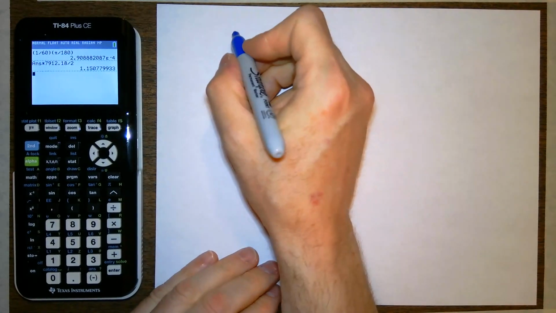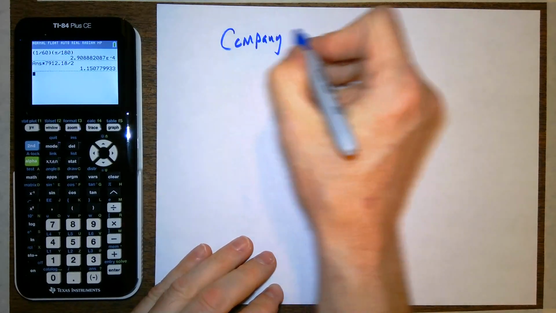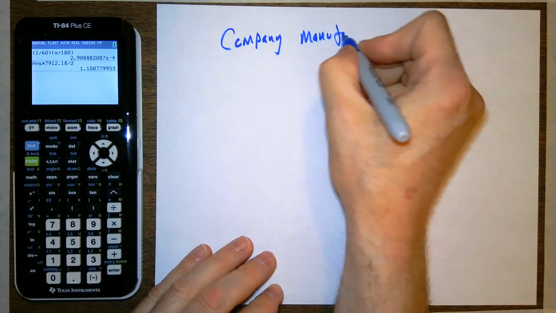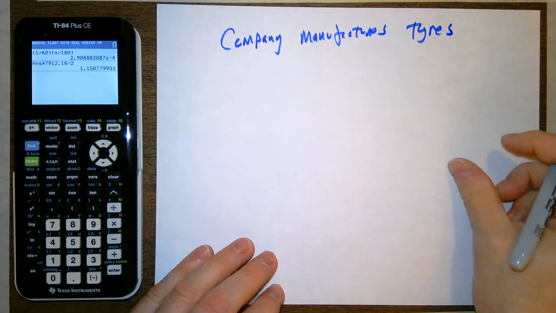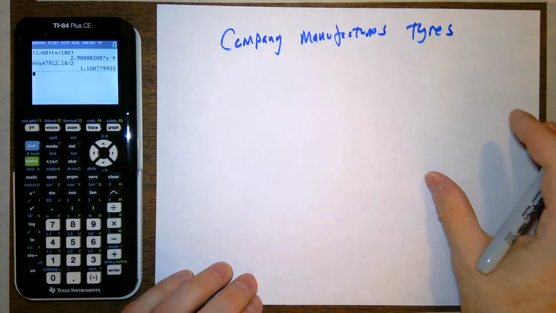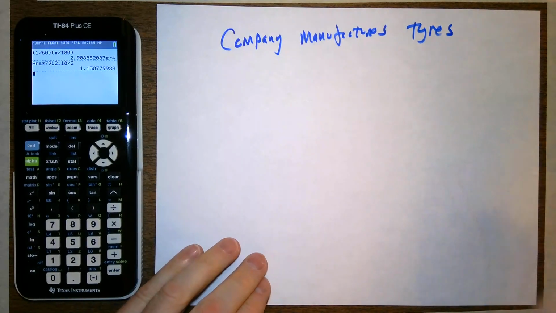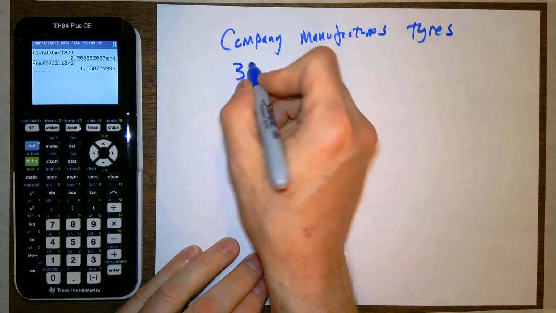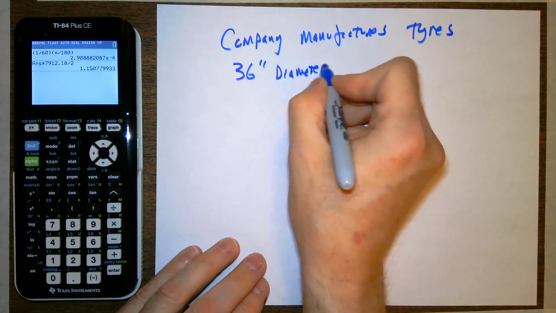All right, let's take a look at another example. Here's an interesting example. Suppose a company that manufactures tires has a new type of truck tire. It's a specialty tire with a 36-inch diameter. So I've got a 36-inch diameter tire.